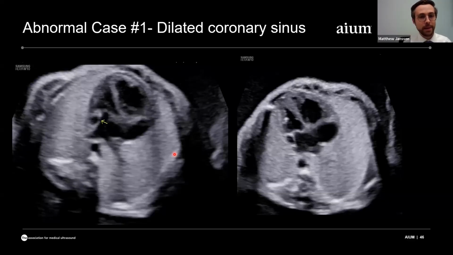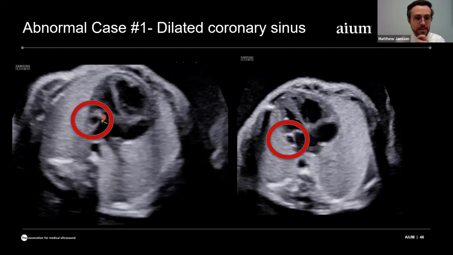And so if we go back to the 4-chamber view, we can actually see some other signs that could indicate to us this persistent left superior vena cava. And really what that is, as you see with the arrow here, is this circular structure just off to the side of the left atrium.